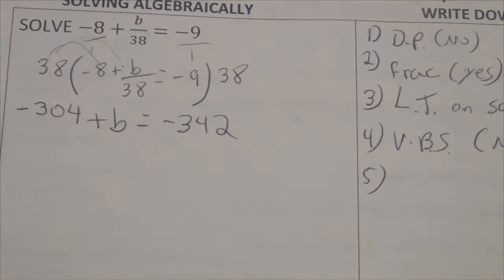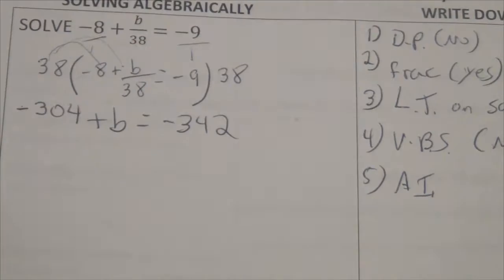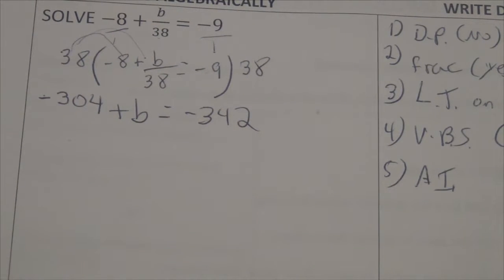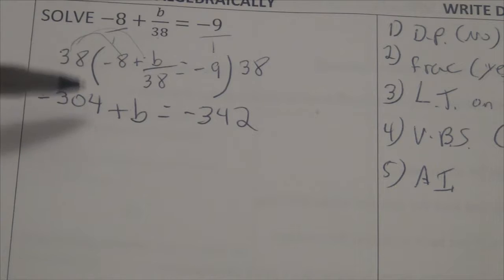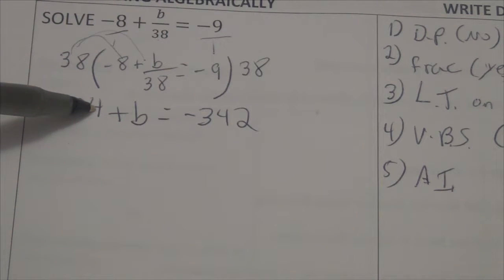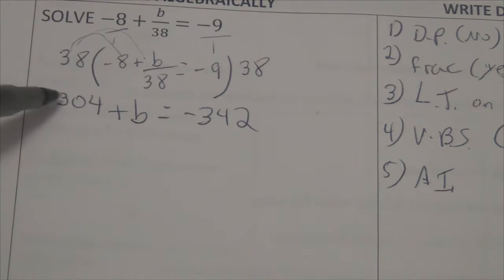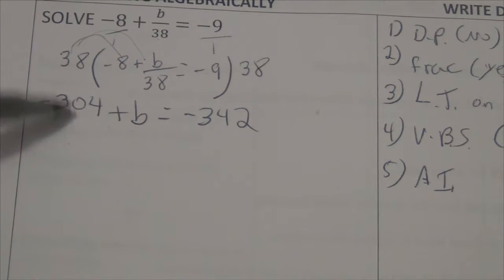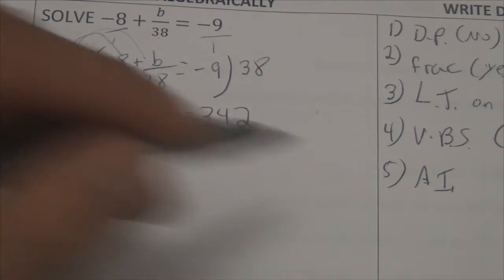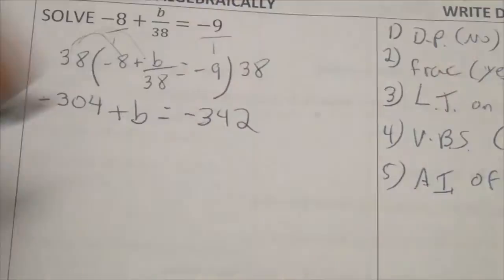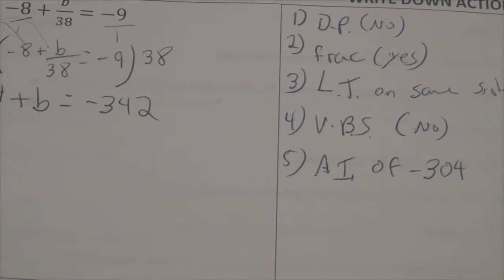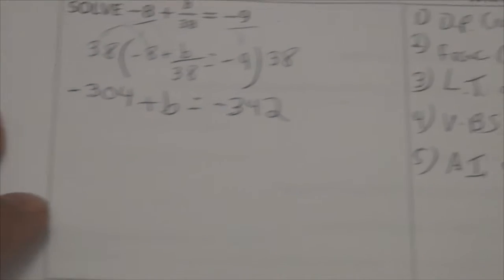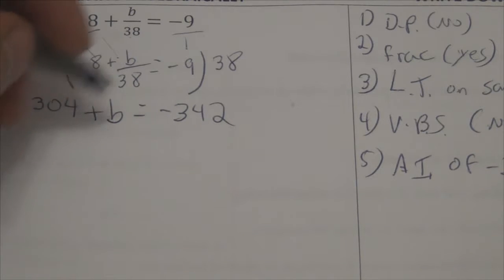And of course, let's look for additive inverse. Do I have additive inverse? Is there a number that is adding or subtracting? Of course. 304 is not being added to b. No, it's being subtracted from b. You have to understand that this is the sign of 304. So then I'm going to use the additive inverse of negative 304. What is the additive inverse of negative 304? Positive 304.